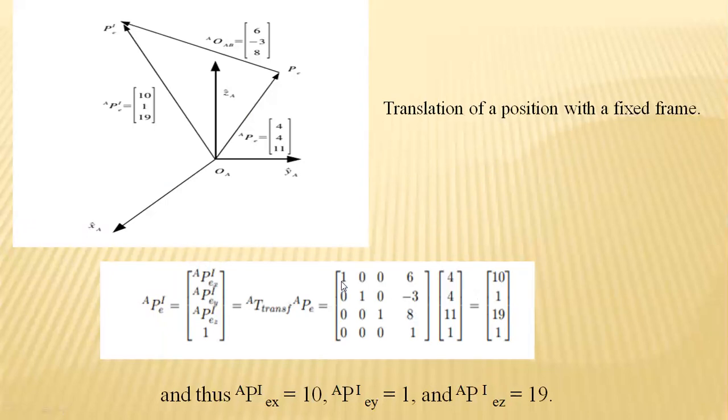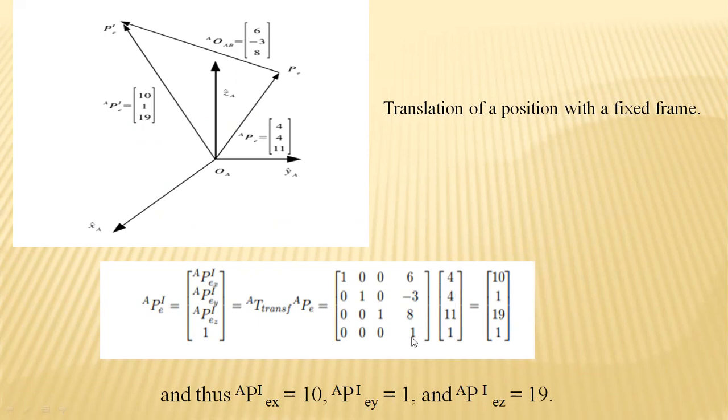Right. So 1 into 4, 4 plus 0 into 0, 0 into 4, 0 into 11, 0, 6 into 1, 6. So 4 plus 6, that's 10. Then 0, 4, 0 minus 3. So 4 minus 3, that is 1. Next, 0, 0, 11 plus 8. So 11 plus 8 is 19.